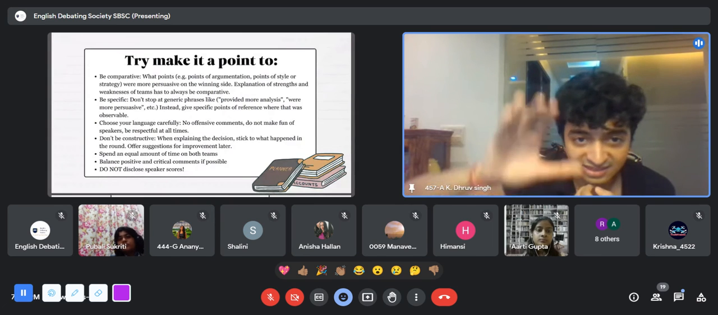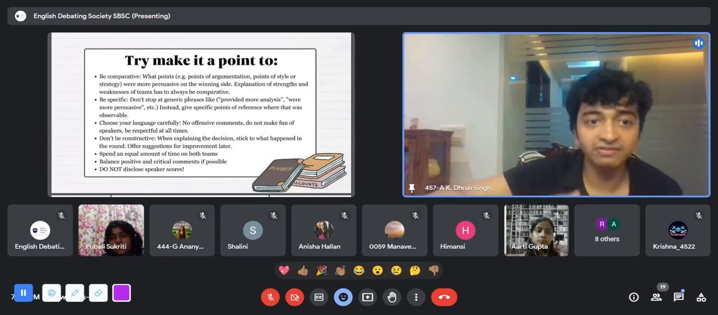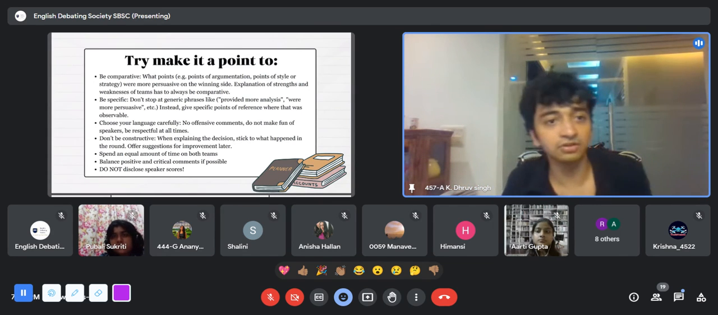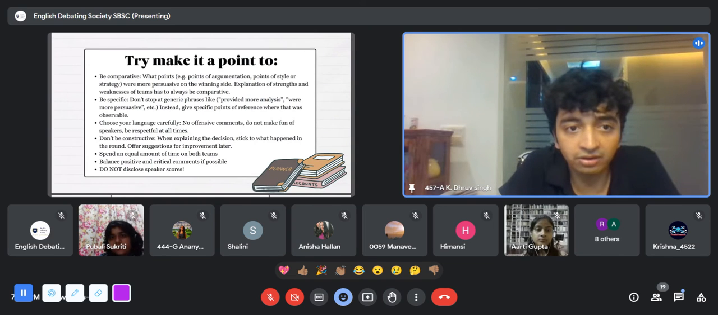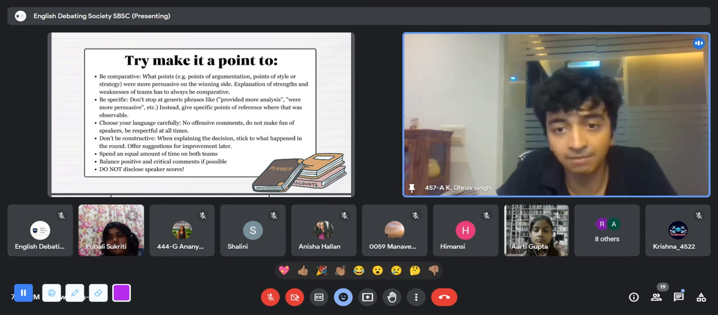All right. So these are general things that you need to keep in mind when you're giving an OA. These become very important because they determine your literal performance in the tournament. All right, I'll start with the first one. Be comparative. What points were more persuasive on the winning side? Explanation of strengths and weaknesses of teams has to always be comparative.